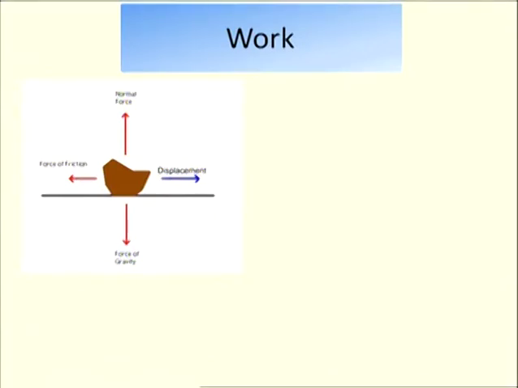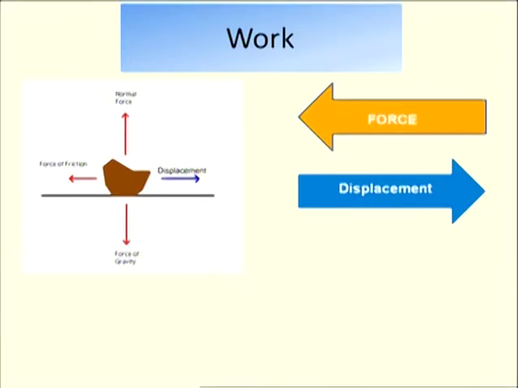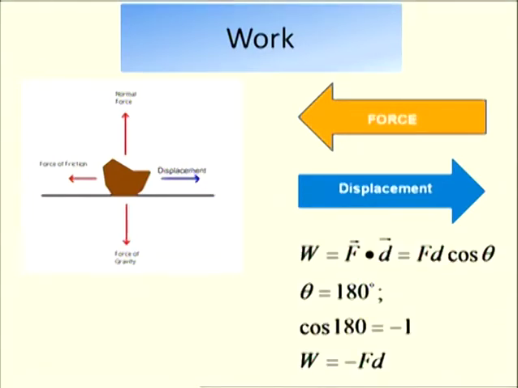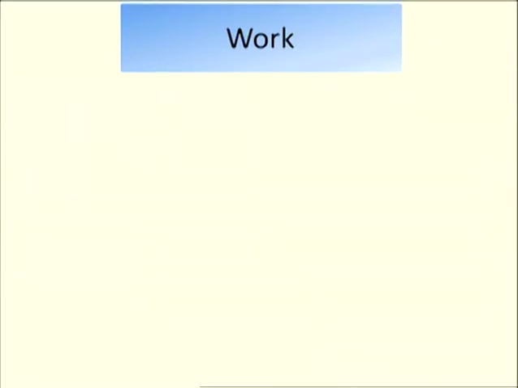Now another example. Suppose force is in this direction and displacement is in this direction. It happens, suppose friction force is in this direction and displacement is in this direction. So what will happen? Theta is equal to 180 degrees and cos 180 degrees is equal to minus 1. So work done is minus F into D. Work is done against the force, so it is negative.